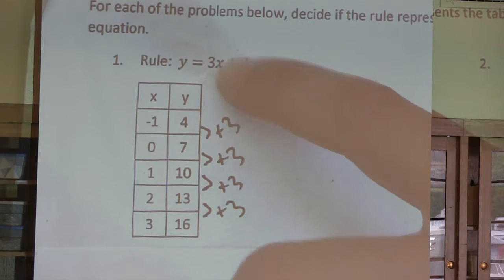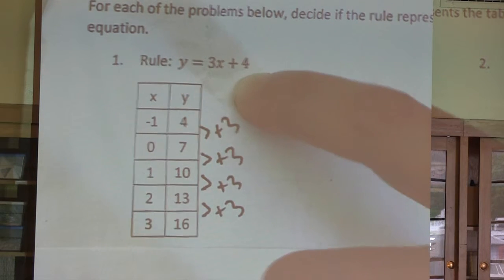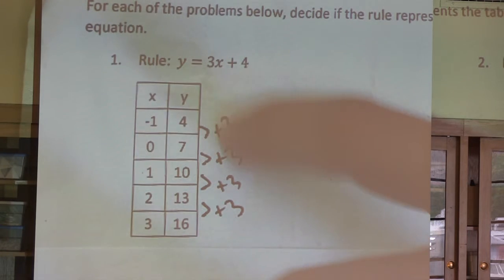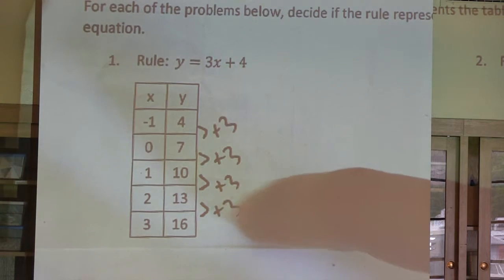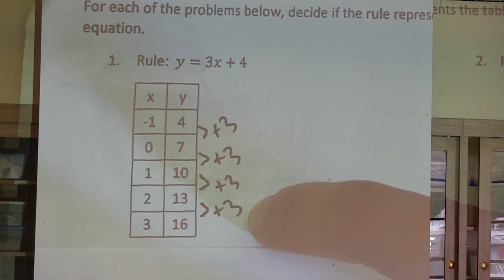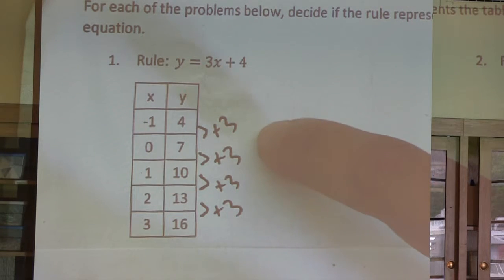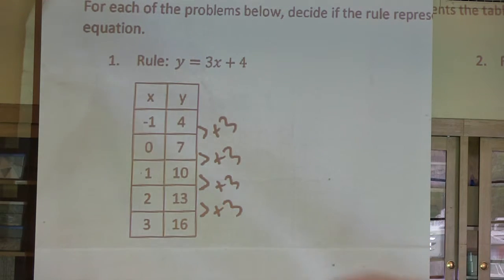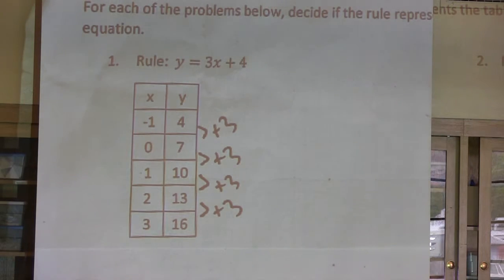Okay, so Ezekiel, this is right? No, it's wrong. Why? Because the 3x represents how much it's going up, and it's going up by 3. But the number next to the 3x, the 4, is supposed to represent the y-intercept, and as you can see, the y-intercept for 0 is 7, not 4. So it should be 7 plus 3x.